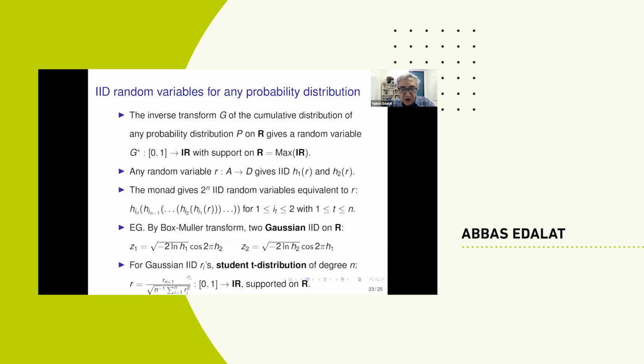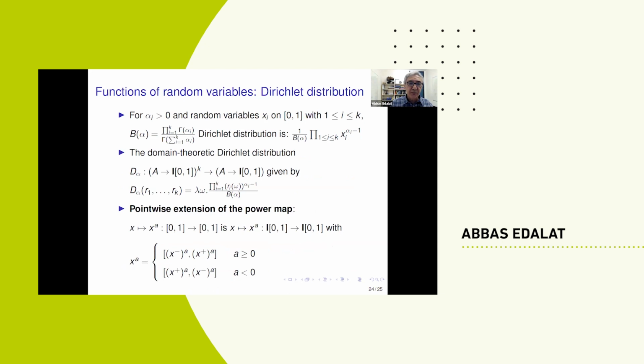And for example, I'll give just one other example. If you have got n plus 1 identically distributed random variables Ri, then we just get the Student t distribution of degree n as a mapping from the unit interval to IR by just taking this fraction. So that's quite simple. And now we can have functions of random variables.